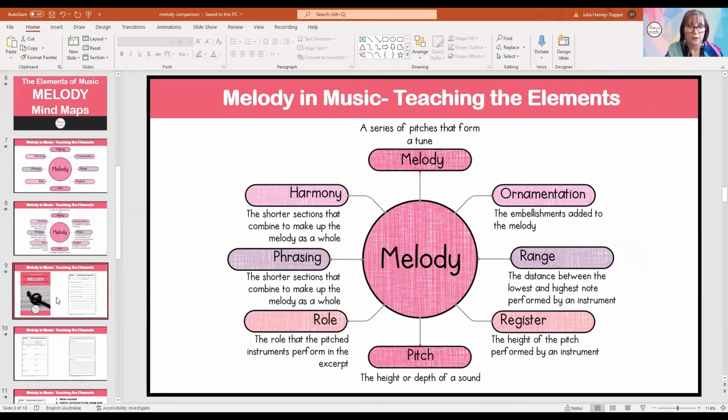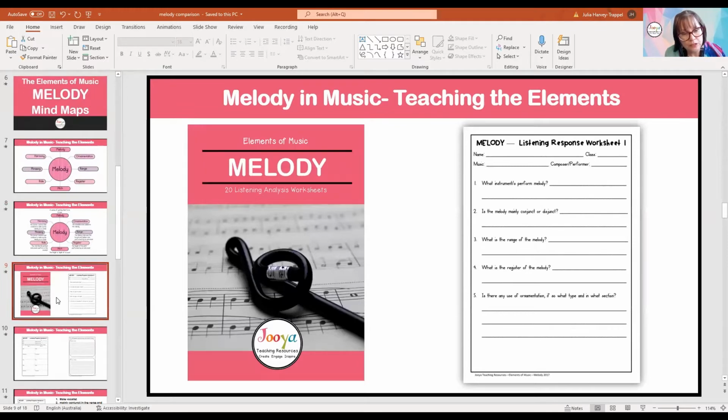Okay, but I want to take you to this resource. This one, Elements of Music: Melody, with the 20 listening analysis worksheets. I'm just going to take you through listening analysis worksheets 1 and 2, and there's a couple of other pages, but I'm just showing you what you can do with just this page. It can be a whole lesson. It can be a whole discussion. And it regularly is for me, but this is what it is.